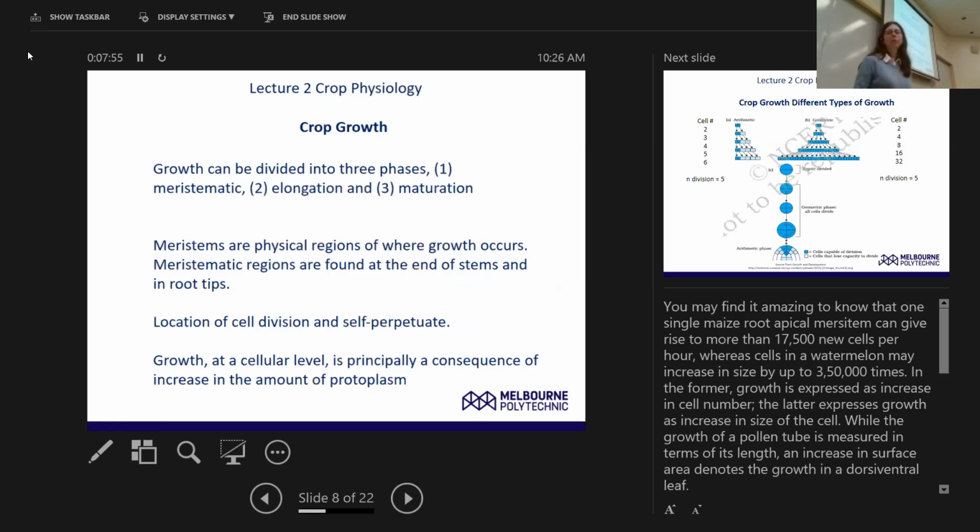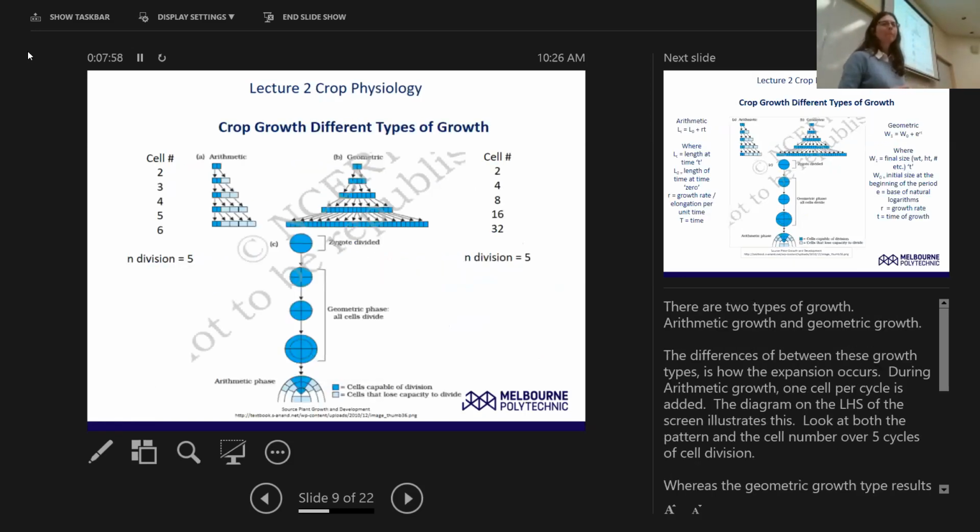So that's actually what's going on. What I want you to understand is that growth can happen in a number of ways. There's what we call geometric growth, and there's arithmetic growth. They depend on how the parent cell divides, so you get different types of growth depending on whether your cell undergoes arithmetic or geometric growth. This slide here, if I can take the pointer, sums it up quite well. You can see the difference in cell number.